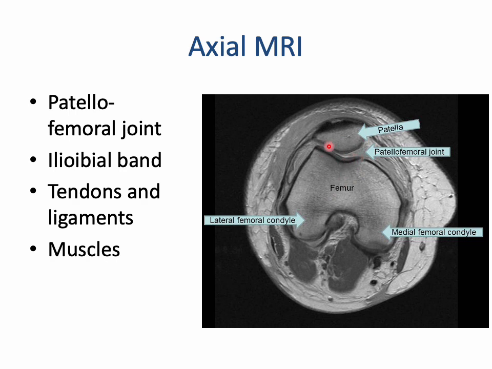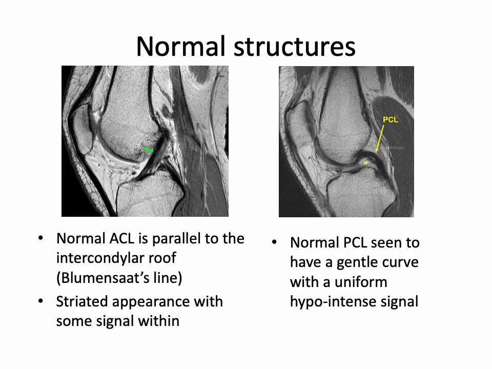Axial, we can look at the patellofemoral joint in more detail, look at the medial and lateral femoral condyles, the iliotibial band, and again tendons, ligaments, and muscles.